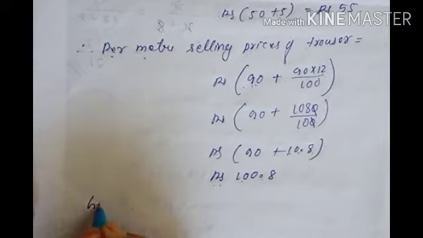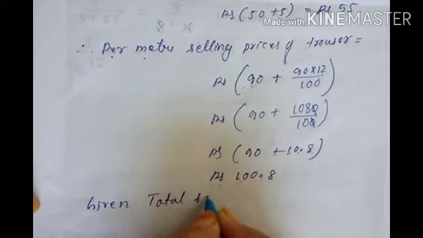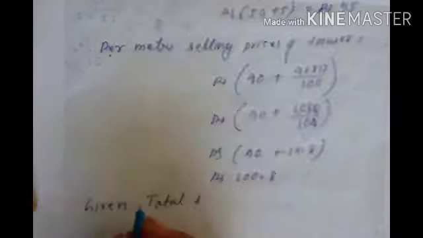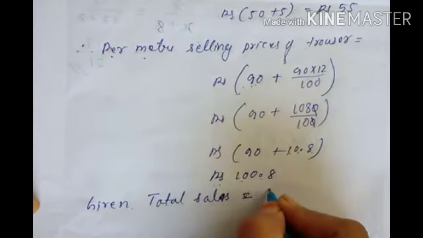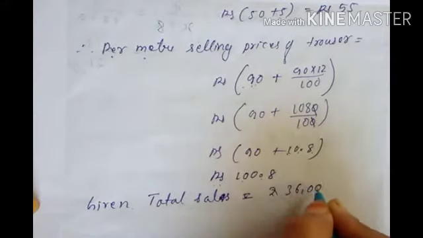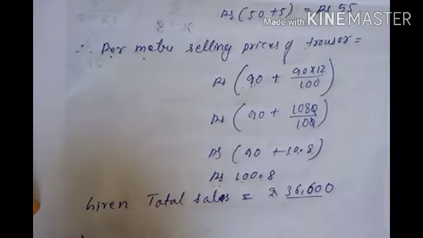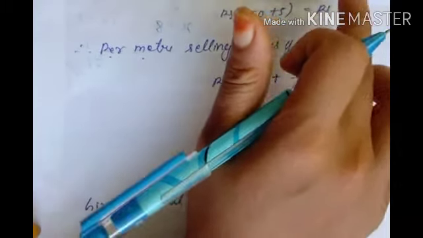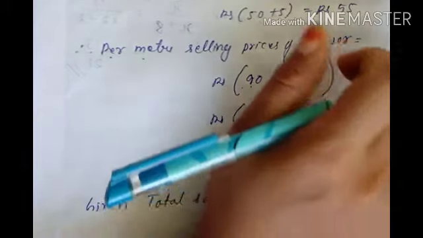Now what is given? Total selling price is given, isn't it? Given total sale, means for how many rupees he sold. Okay, total sale is given: rupees 36,600. This is the total sale. So what you will write? Means total sale of rupees 55 into how much? Rupees 55 into rupees 55.